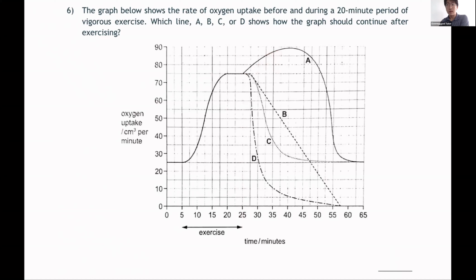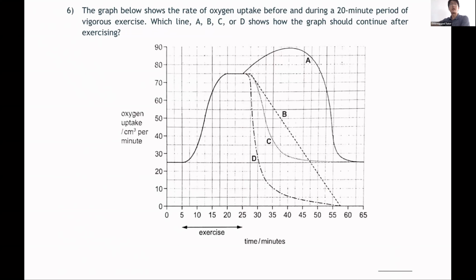So A is definitely out. Which other two are also definitely out? Sarah? B and D. They go to zero. That's like your last 2.4 ever. Okay? So the answer is C. It takes some time for your rate of breathing, and hence rate of oxygen uptake, to slowly decrease as well.